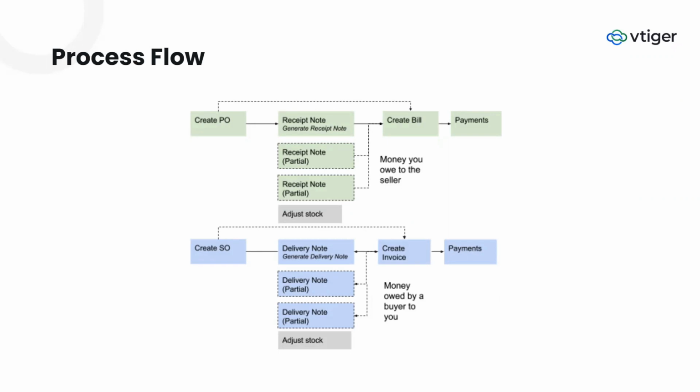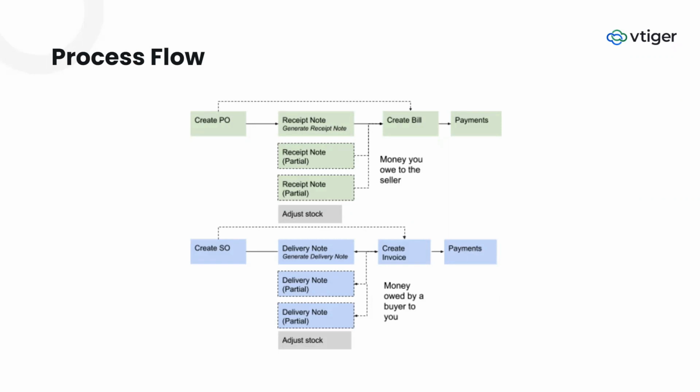From there, another new module that's added is the bills module. You could create the bill after the receipt note just to know what is owed to the vendor for the items that you've received, and then the payment record would be created after that to actually track the payment that was made to the vendor, which then updates the bill automatically, and then follows that process backwards. The sales process is similar.